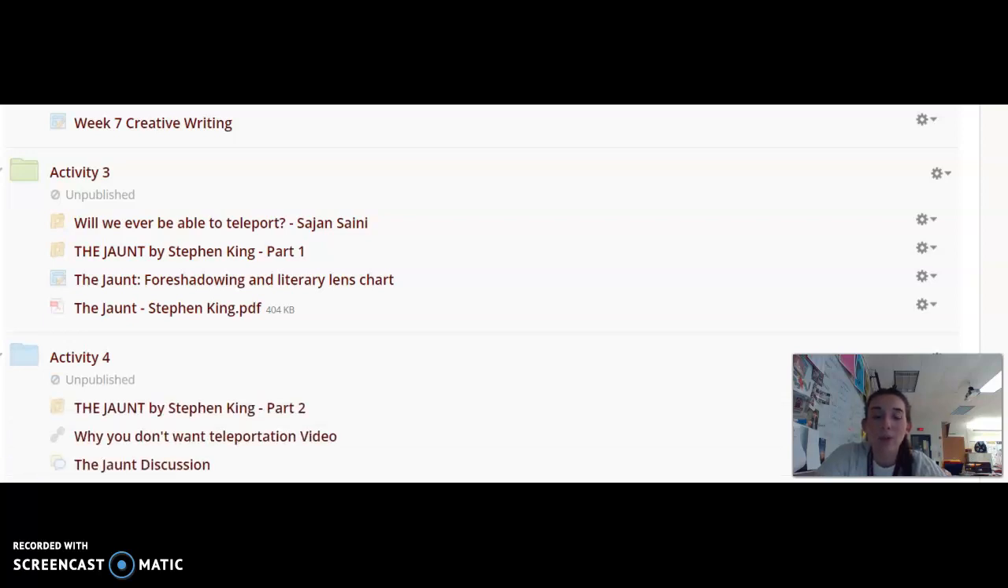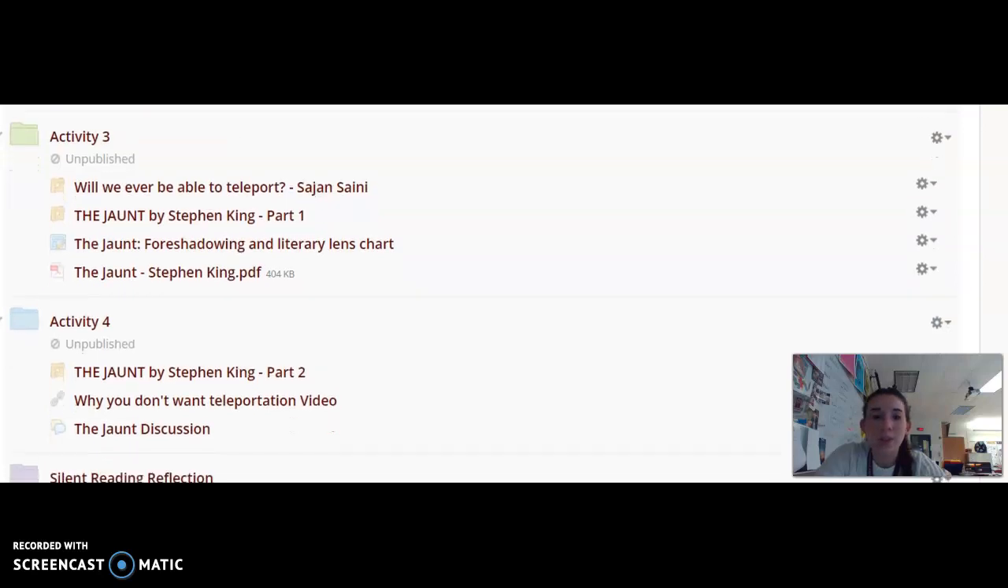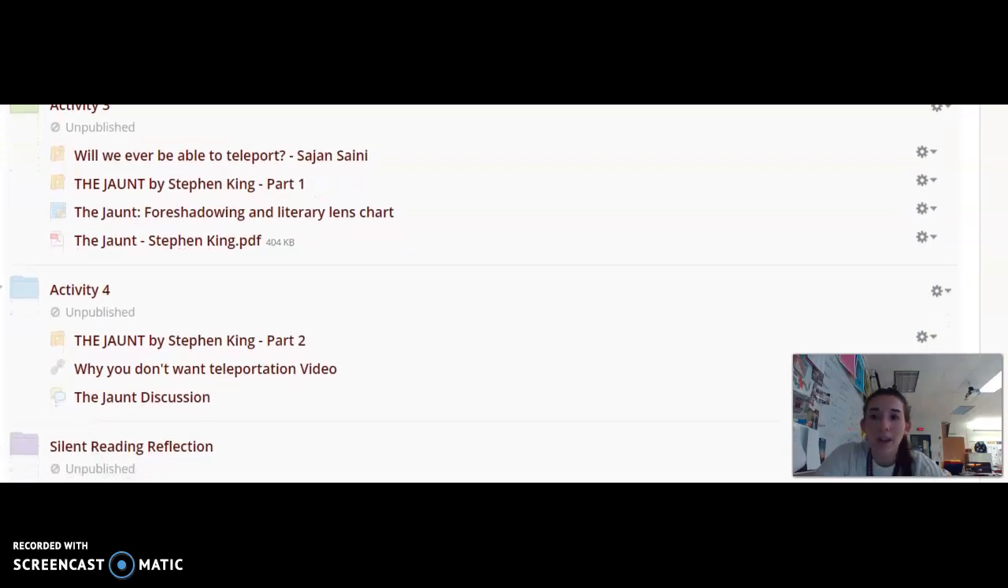Then we have part 2 of the Edpuzzle for The Jaunt. The Jaunt is a little bit of a longer story, and it does kind of jump around, but I do give notes in the Edpuzzle to let you know when it's jumping from current time to past to help you understand the story better.